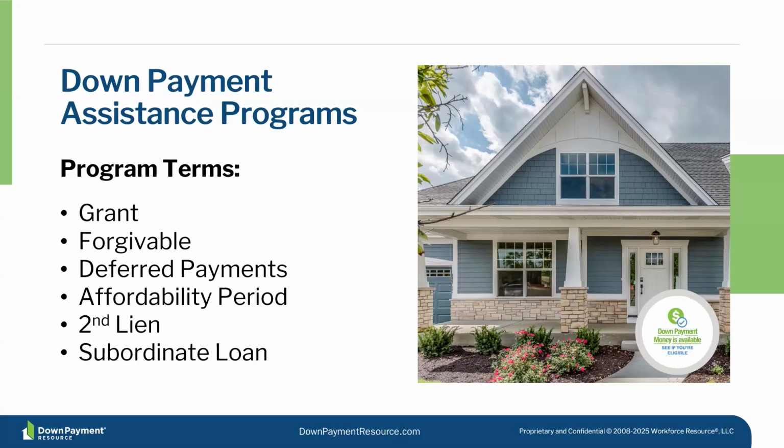Others may bear interest but defer the payments for the life of the loan until sale, or even better, until the affordability period expires. So, for example, many stipulate that the buyer occupy the property for a certain number of years. It could be 3 years, 5 years, 7, 10 years. But once they meet that stipulation, the lien is forgiven, which essentially makes it become a grant over time. For those programs, though, that are not grants, many will take a second or third lien position to allow for layering of assistance as well. So keep that in mind too.